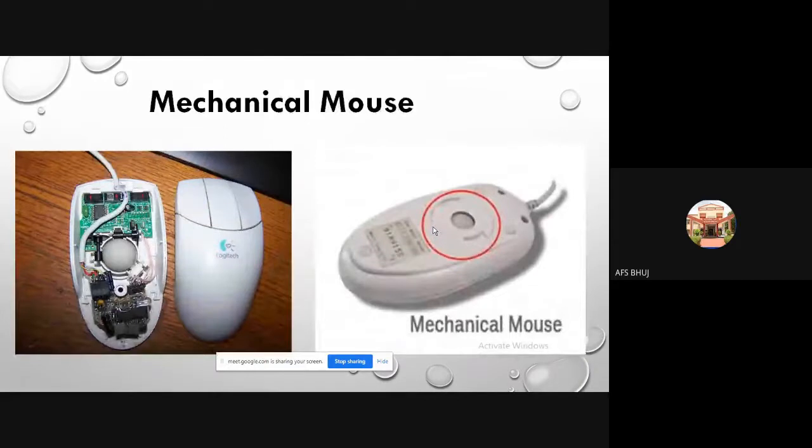First one is the mechanical mouse. A mechanical mouse has a round ball, which we can see in the picture here. This is the mechanical ball placed under the mouse. Because of this ball we can move the mouse freely. So the ball inside the mouse makes it a mechanical mouse.